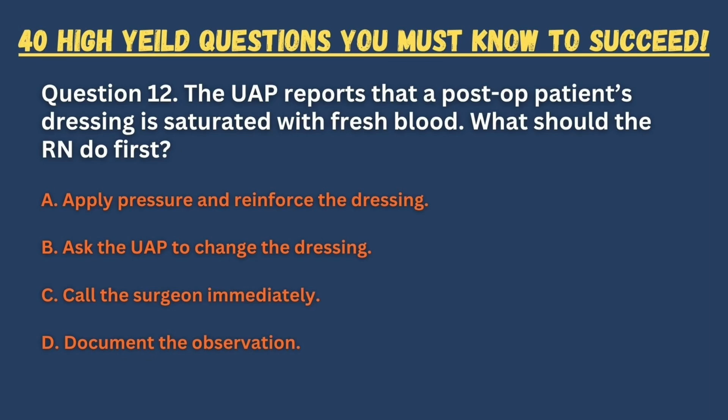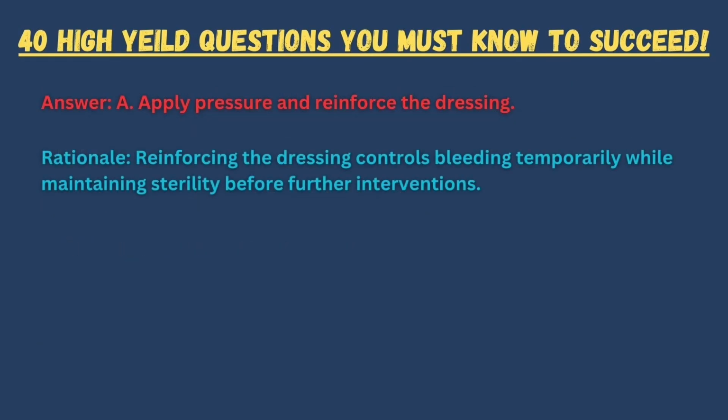Question 12. The UAP reports that a post-op patient's dressing is saturated with fresh blood. What should the RN do first? A. Apply pressure and reinforce the dressing. B. Ask the UAP to change the dressing. C. Call the surgeon immediately. D. Document the observation. Answer: A. Apply pressure and reinforce the dressing. Rationale: reinforcing the dressing controls bleeding temporarily while maintaining sterility before further interventions.